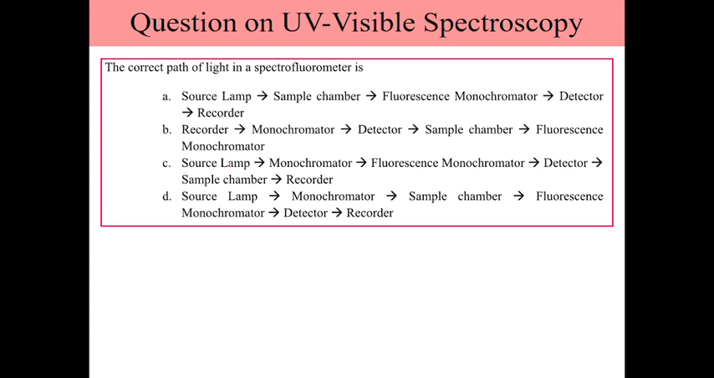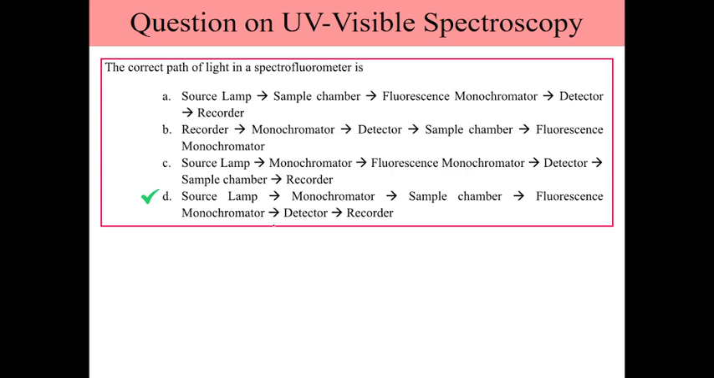Alright. Then the third one says source lamp, then monochromator, then fluorescence monochromator, and then detector, sample chamber and recorder. No. Detector and sample chamber, this is reversed, right? Then there is source lamp, monochromator, sample chamber, fluorescence monochromator, detector and recorder. So which one do you think is the right answer? Let us look at the answer. So D is, yes? I said D. D you said, very good.